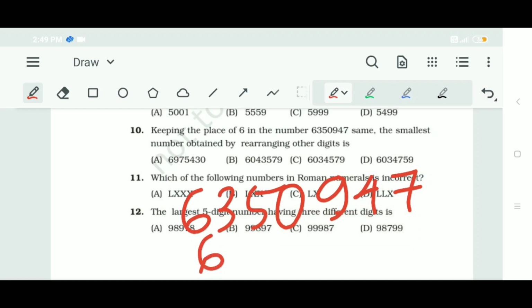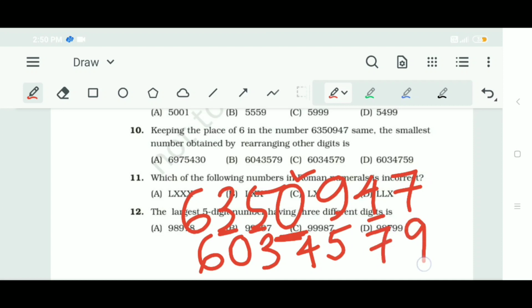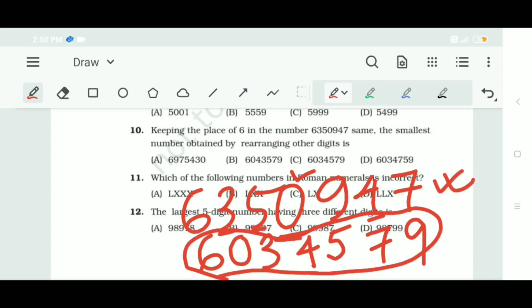So for rearranging, we will start writing from the smallest digit after 6. See, the smallest digit is 0 here. So first we will put 0. Then the next one is 3. Then the next one is 4. Next one is 5. Then the next one is 7. And the next one is 9. So this will be the smallest number formed by all these digits after keeping the place of 6 intact.